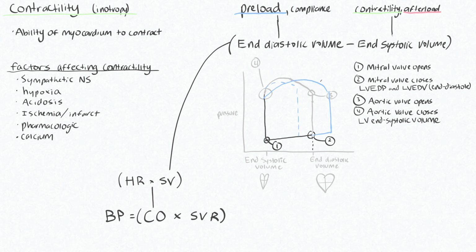preload is. Afterload is the ventricular wall stress of the heart during systole. You can think of this as the amount of pressure that the heart has to overcome in order to start ejecting its blood, or for the aortic valve to actually open.